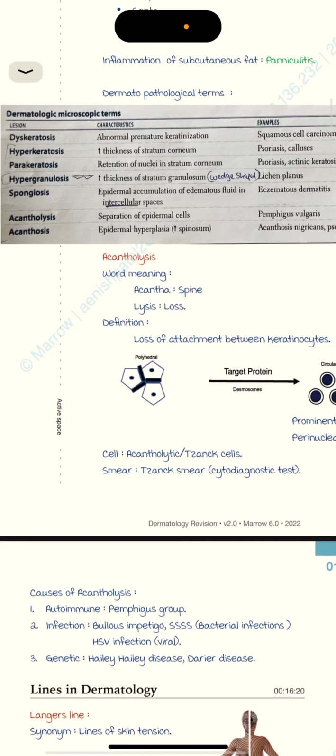Now, what are the reasons for this acantholysis? There are three reasons. One is autoimmune, which is seen in pemphigus group. Another is infection due to HSV, which is viral, or staphylococcus, which is bacterial, as in bullous impetigo. Third is genetic, which is Hailey-Hailey disease and Darier's disease.